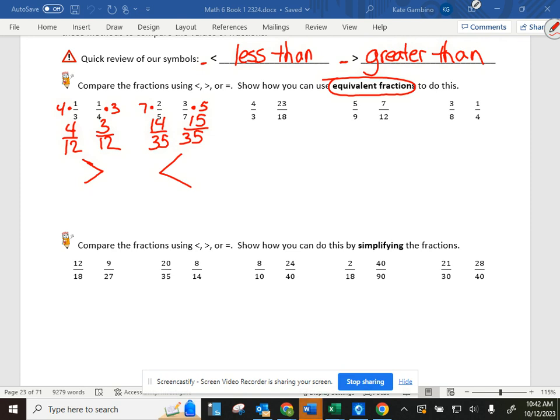So let's look at our next one. I see 4/3 and 23/18. They're both improper. I don't know. What do you think I should do for my common denominator? Talk me through your thought process. Because 3 times 6. Okay, so we want to multiply by 6 to get a common denominator of 18.